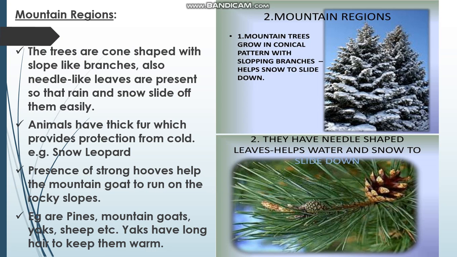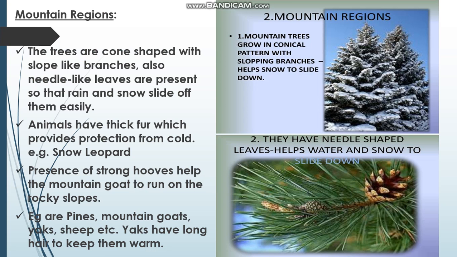If you see, the trees are cone shaped with sloping branches, and needle-like leaves are present so that the rain and snow will slide off easily. Animals have thick fur which provides protection from the cold, for example the snow leopard, and the presence of strong hooves helps the mountain goat run on the rocky slopes. Examples you can see are pine tree, mountain goats, yak, sheep, etc. The yak has long hair to keep it warm.